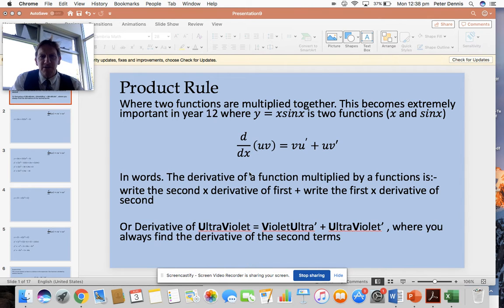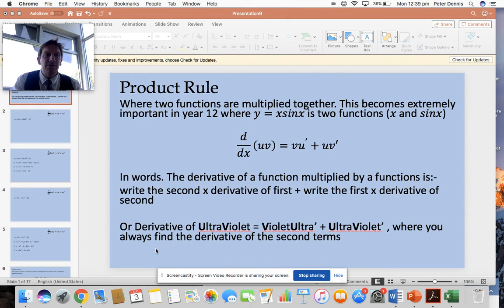Now, I like to think of it in the bottom part here: the derivative of ultraviolet equals violet ultra plus ultraviolet. So the letters just reverse, so to speak, and the derivative is always on the back one. So it's like the derivative of ultraviolet is violet times the derivative of ultra, plus ultra times the derivative of violet. The other way you can look at it is the derivative of a function multiplied by a function is the second times the derivative of the first plus the first times the derivative of the second.